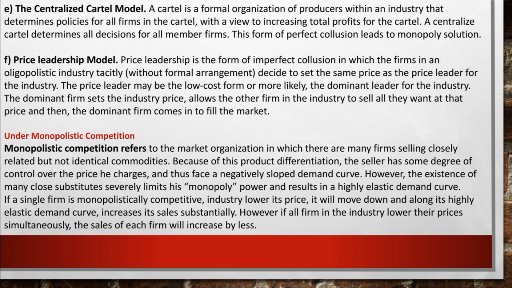If a single firm in monopolistic competition lowers its price, it will move down and along its highly elastic demand curve and increase its sales substantially. However, if all firms in the industry lower their prices simultaneously, the sales of each firm will increase by less.